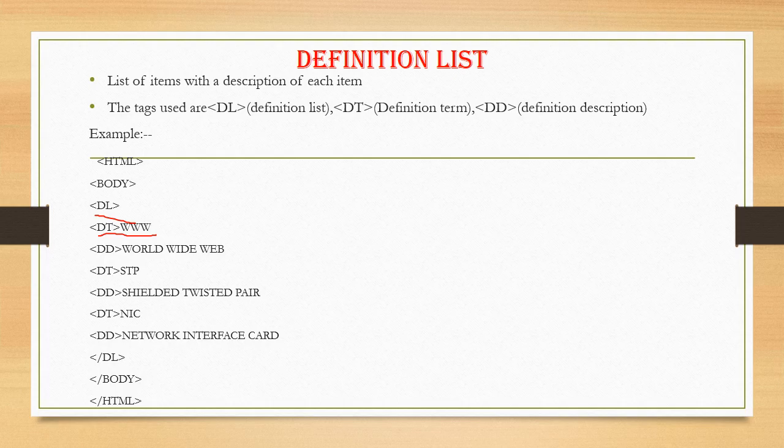Now what is the next term? STP. You studied it in the first chapter. STP, what is it? Shielded Twisted Pair. So DT is STP, then DD will be Shielded Twisted Pair. What is the next term? NIC. That means Network Interface Card. So I'll be giving in DD Network Interface Card. Now that is all over. Three terms only I am giving here, so I can close it by using /DL. Now the content is over, so I can close the body by using /body and the HTML by using /HTML.